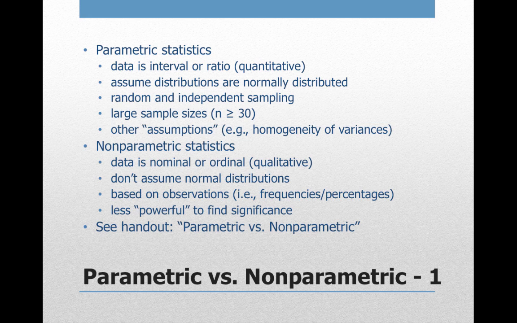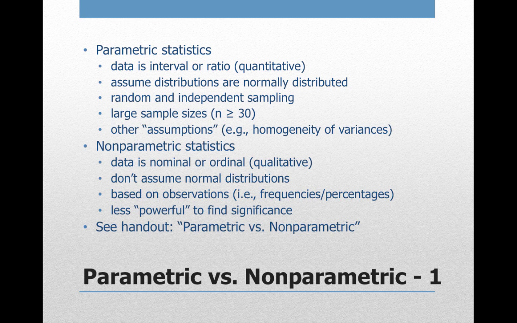And we have some other assumptions that go along with parametric statistics. One of those is homogeneity of variances, which we know is related to independent samples t-tests, right? That we want the variances in both of our groups to be equal, because the more equal they are, the more we can say that if there are significant differences, it's due to the independent variable.